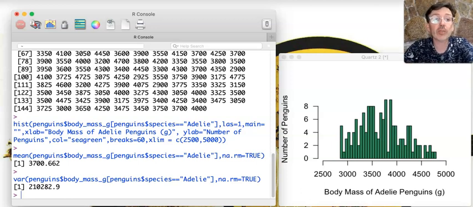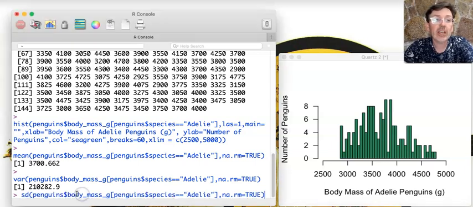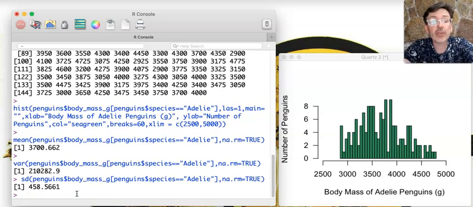So instead of using variance, we typically take the square root of the variance to get the standard deviation. The standard deviation is calculated with the function SD, and the value that we get from here, 458, is in grams. So this gives us some measure of the amount of variation that we see in our sample.